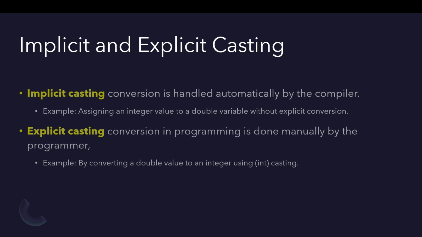The second type of casting is explicit casting, when you want to store a bigger item in a smaller space. For example, a double, which is an 8 byte value, and you want to store it in an integer, which is a 4 byte value. That is called explicit casting, where you need to manually convert a double value into an integer value. So I'm going to demonstrate this now in my code.